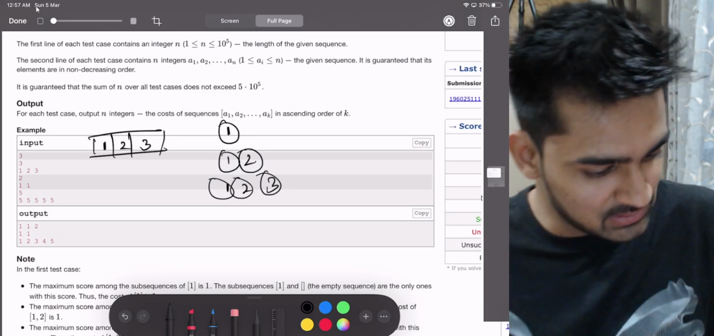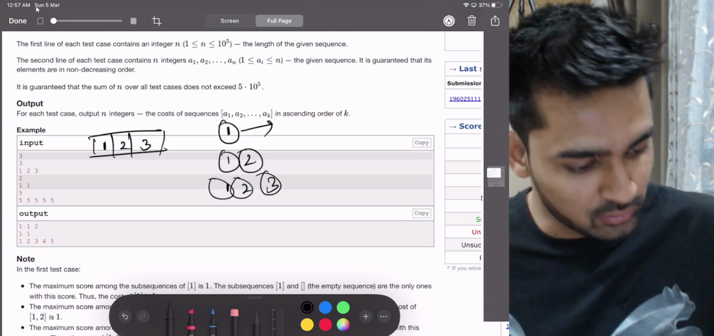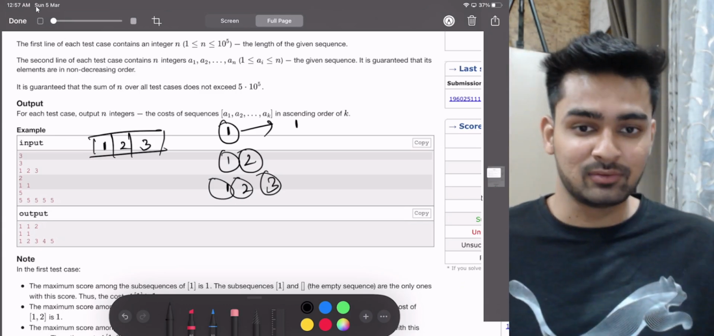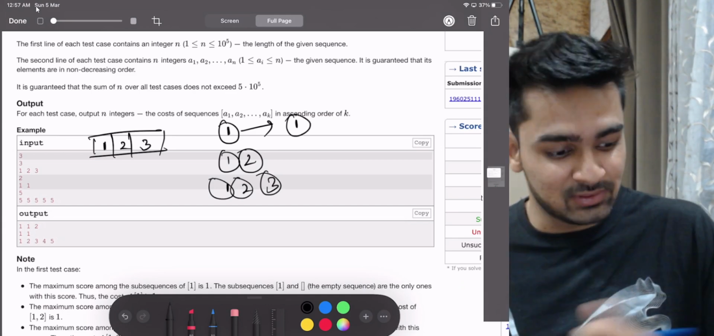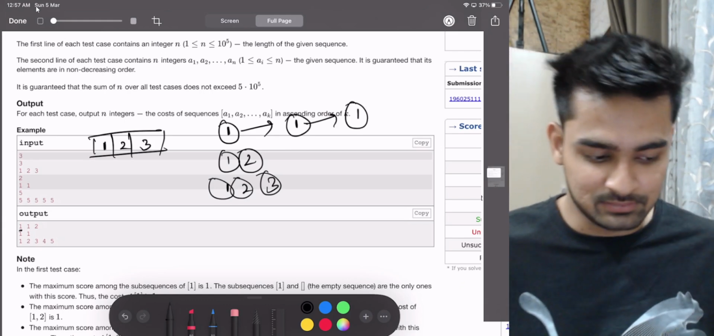Okay, so first let's look at one only. Since there is only one element, the score is going to be 1 only, because the only value that we have divided by the length of the sequence, that is 1. The score is going to be 1, and since the length of this is 1 only, the answer is 1. As you can see, the answer is 1.